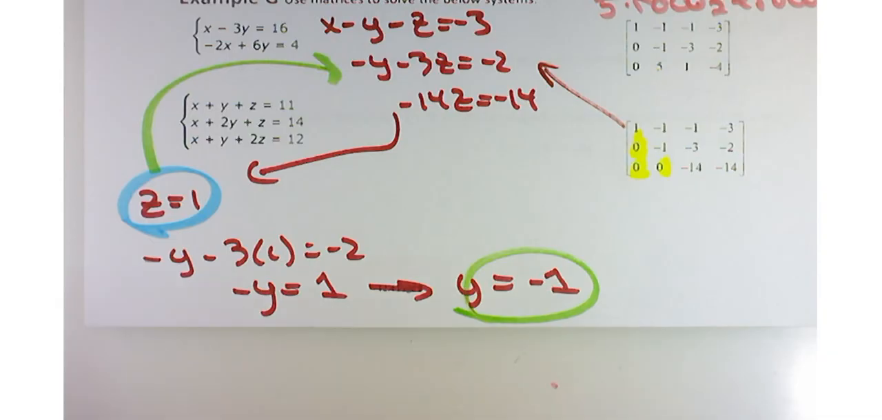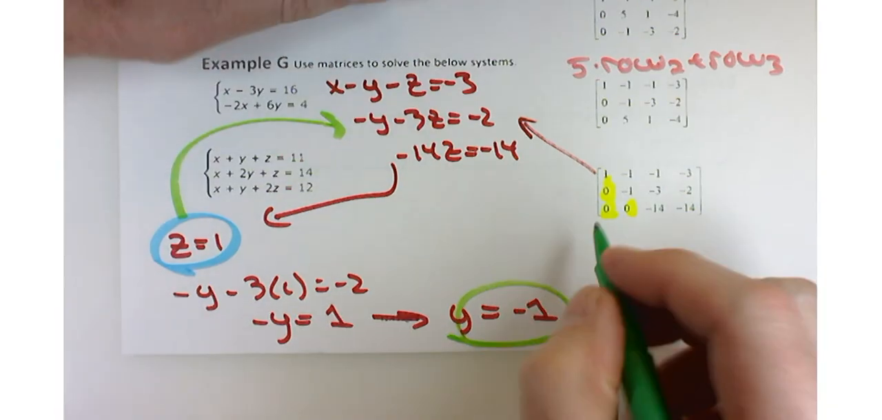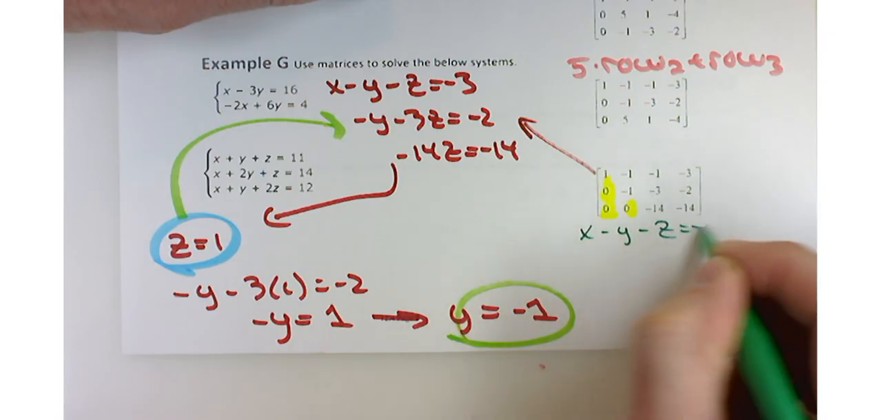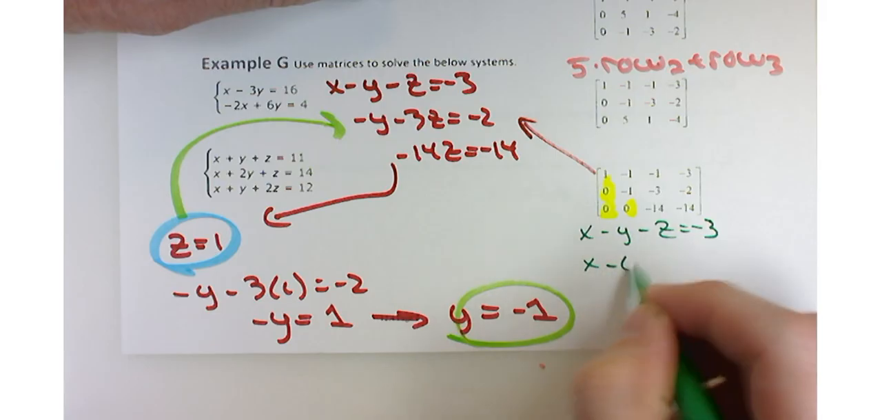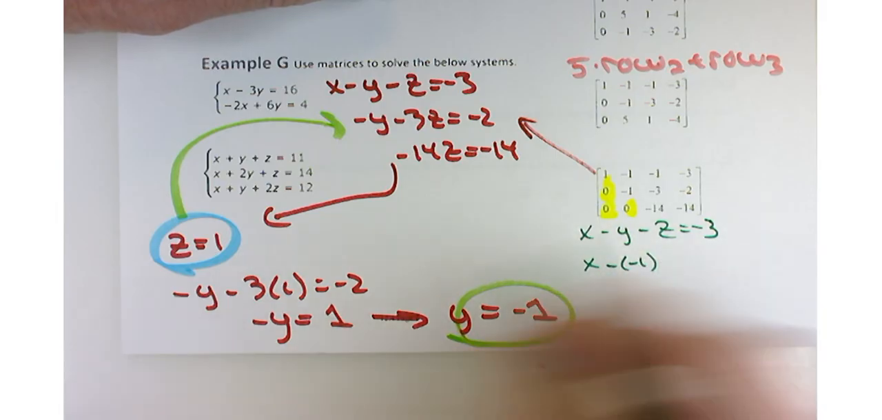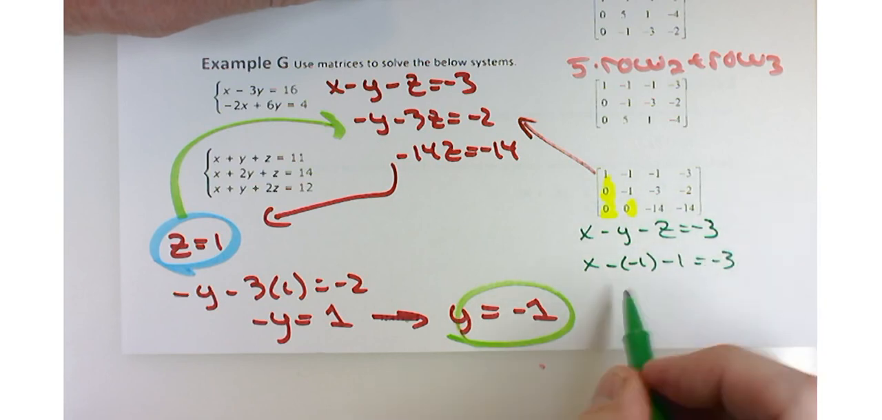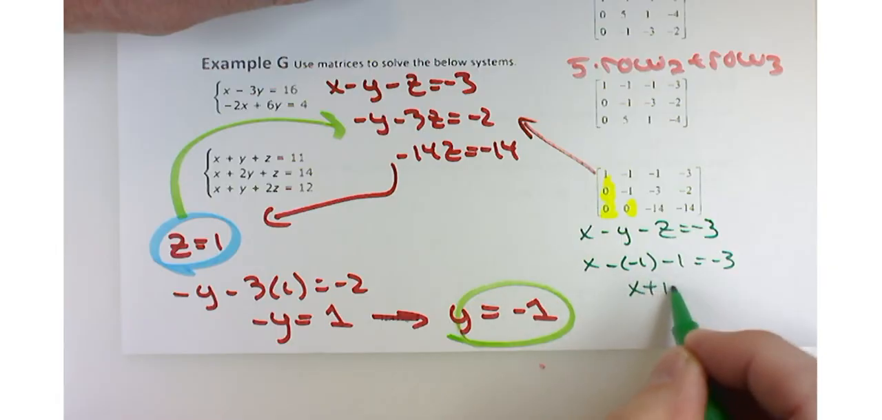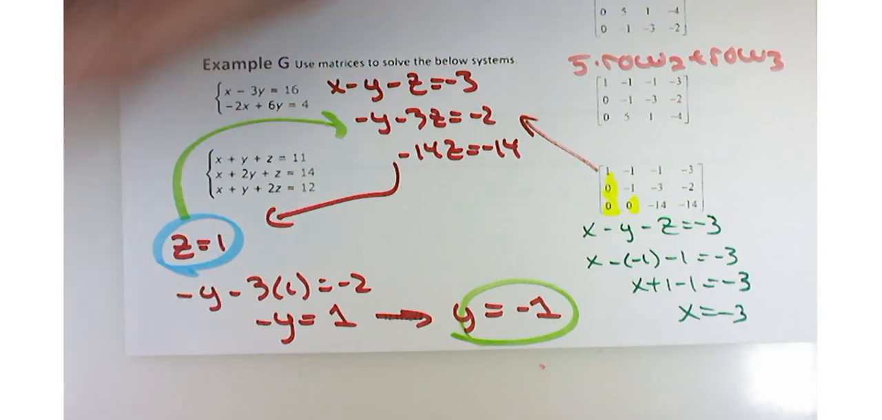Last but not least, let's figure out what x is. So I'm going to plug that in here. X minus y minus z equals negative 3. And that's going to be x minus negative 1 minus z, which was 1, equals negative 3. The double negatives cancel, so I get x plus 1 minus 1 equals negative 3, or x equals negative 3. Sweet.